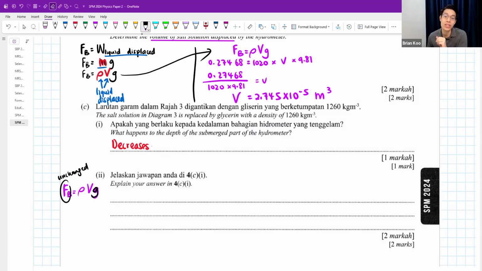Of course, g never changes, right? And what happens when you use a greater density? For the buoyant force to stay unchanged, greater density means one increases, so the volume has to decrease. The volume displaced, the volume that is submerged, must decrease. That's why the answer is decrease. Or if you want to, you can also rearrange.